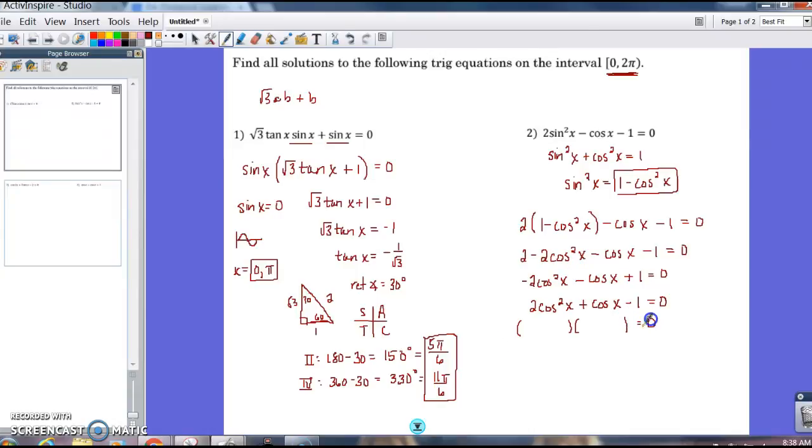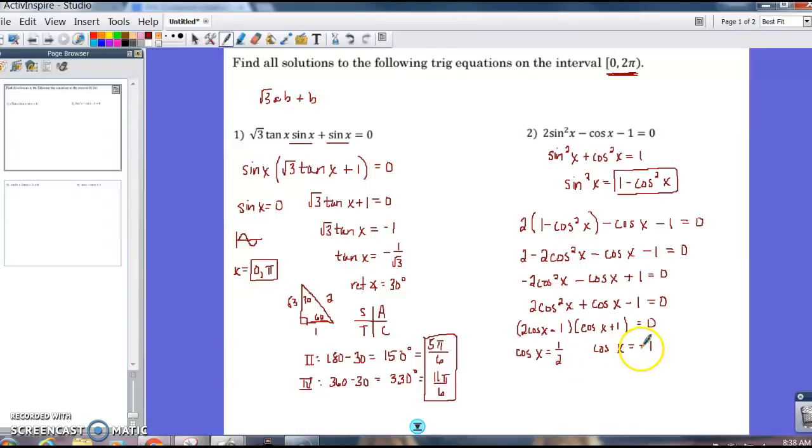So I've got 2 cosine x and cosine x, and they have to multiply to negative 1 but add to positive 1. So this one has to be positive. This one has to be negative. So when I set both of these equal to 0, over here I get cosine x is going to equal 1/2. And here I get cosine x is equal to negative 1.